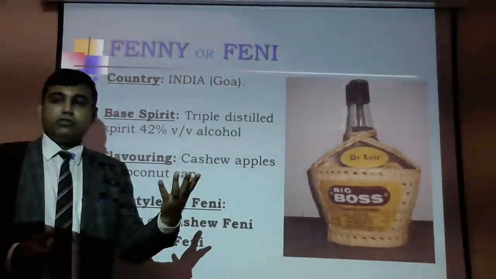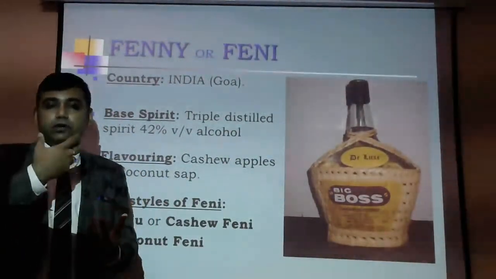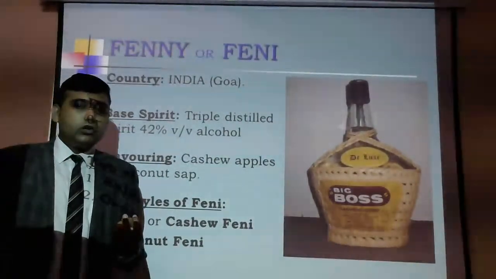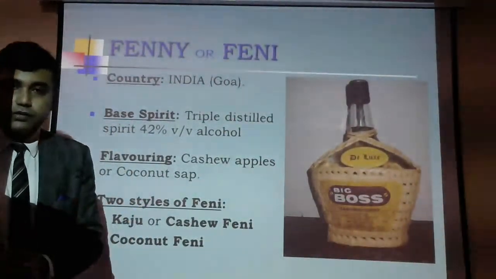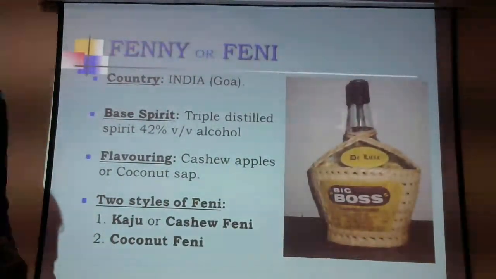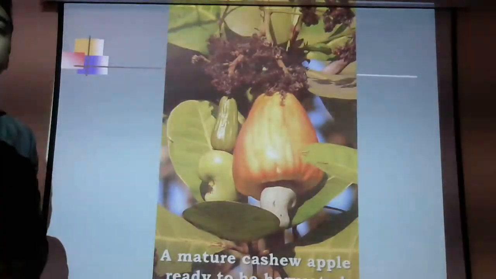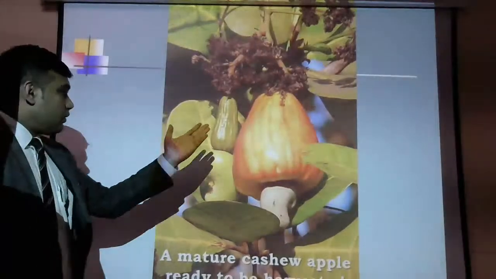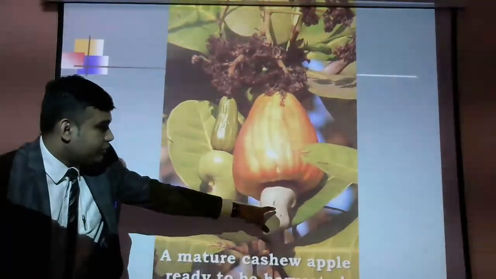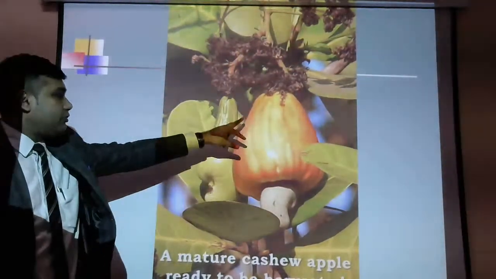Okay, from Goa, the cashew apple, and the coconut Feni is made from the coconut sap. You extract the coconut juice and then you triple distill it, and then you get the coconut Feni. So coconut Feni is much older than the cashew Feni. So these are the two varieties, and we'll show you the picture of a cashew apple, and you see the cashew nut is underneath it. This is the cashew nut, and this is the cashew apple.